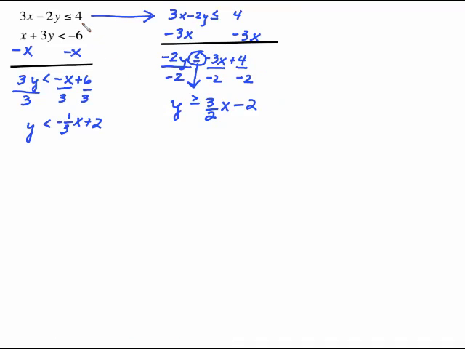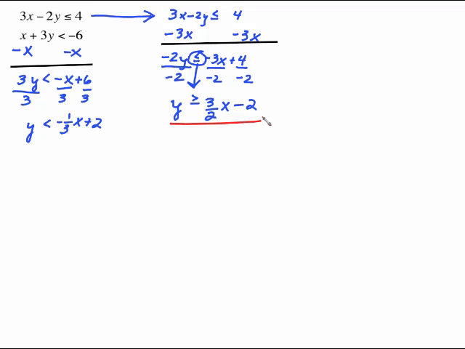This next system is not in slope-intercept form, so we have to take a few minutes to get both of these rewritten for y. So in this one, I subtracted 3x from both sides, which left me with negative 2y less than or equal to negative 3x plus 4. I divided everything by negative 2. Remember, when you divide an inequality by a negative, you must switch the inequality sign around. So that less than turns into a greater than.